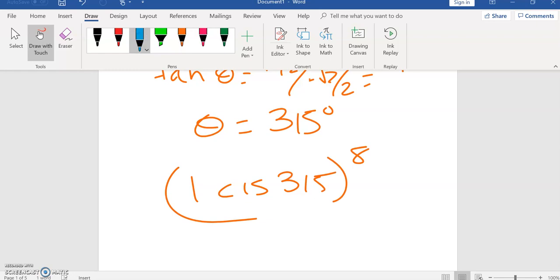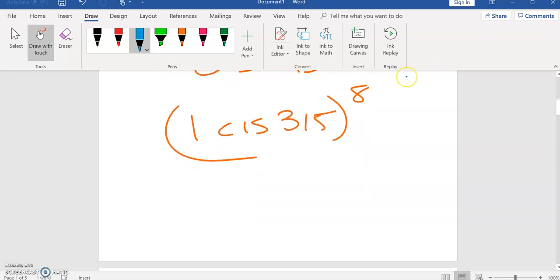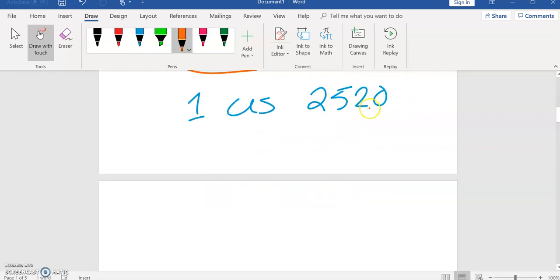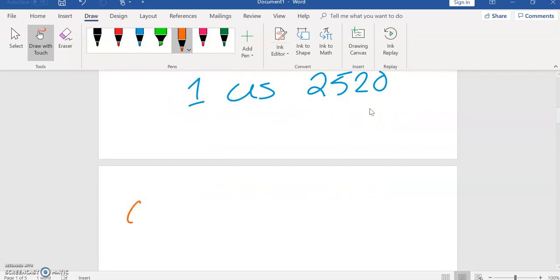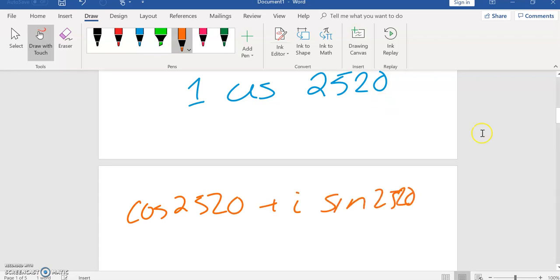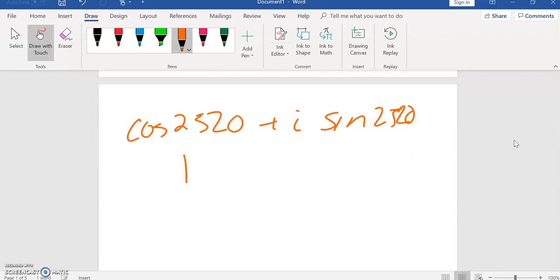So at this point, all we've done is rewrite the rectangular coordinate into polar, into our trig form. Now we're going to use our cool new thing. So this says 1 to the 8th is 1 CIS, and then 315 times 8 is 2,520. So then I come out and I do the cosine of 2520 plus i times the sine of 2520. Just put those in your calculator. You should get a 1 here. You're going to get a 0 here, which means this whole thing is 1.